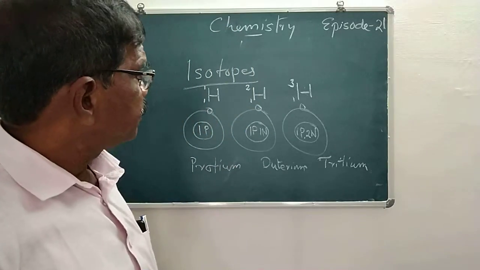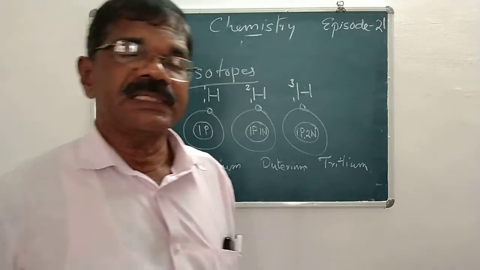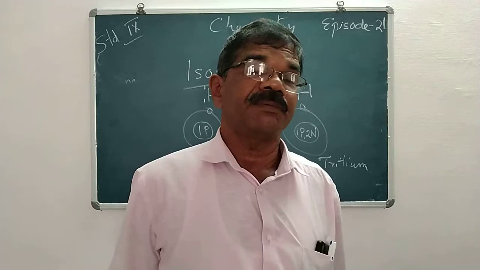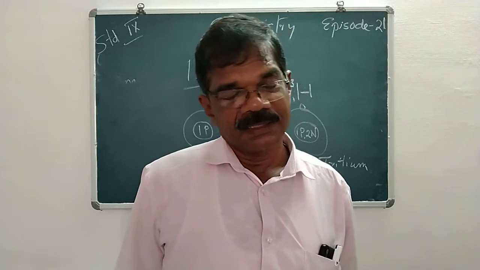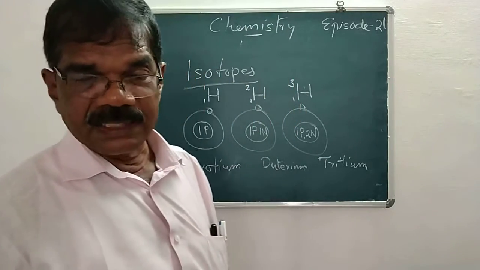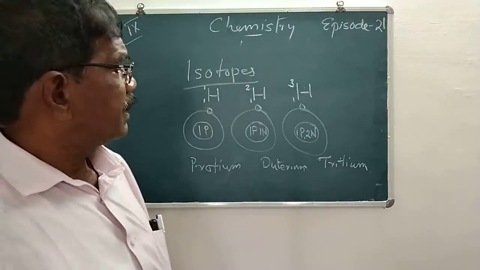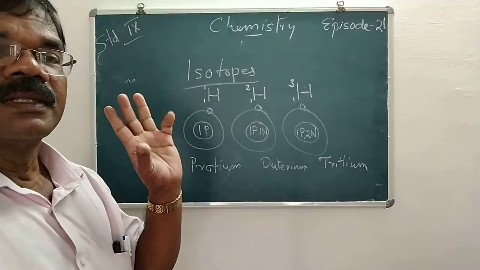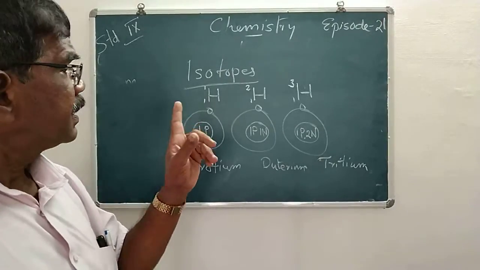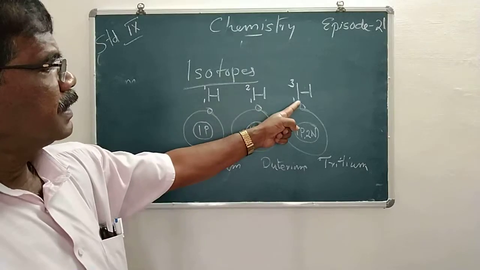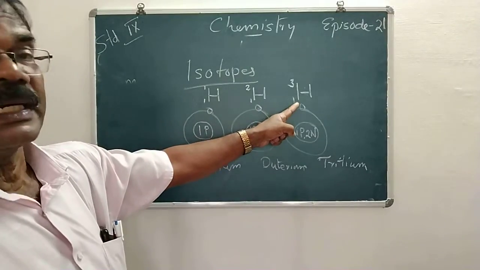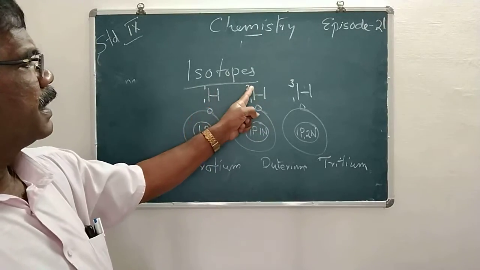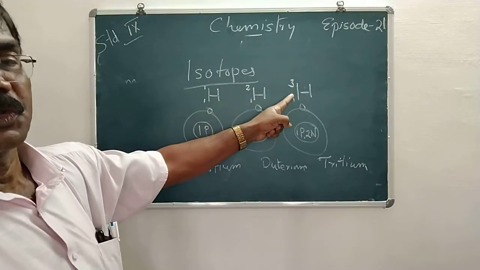So first of all, you have to learn the definition. What is an isotope? What are the isotopes of hydrogen? How do they differ from each other? Carbon, chlorine, etc. also show different isotopes. What is an isotope? Elements having the same atomic number, which is written on the lower left side, but different mass number are known as isotopes.